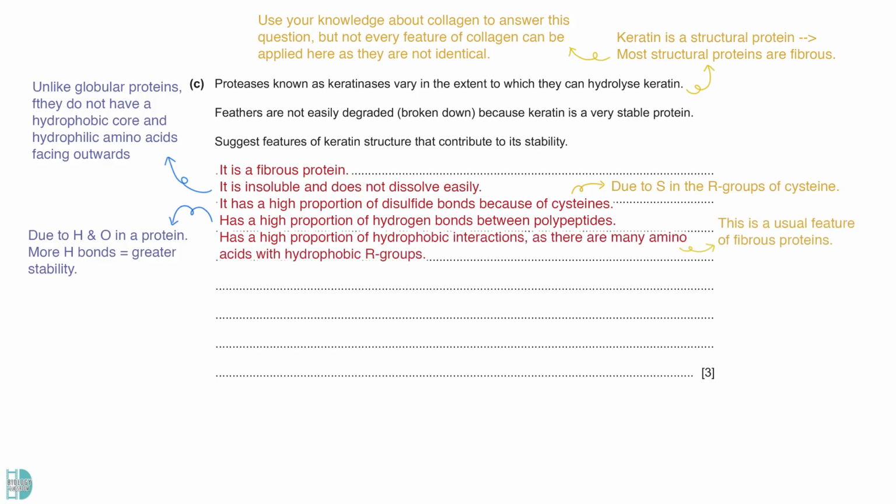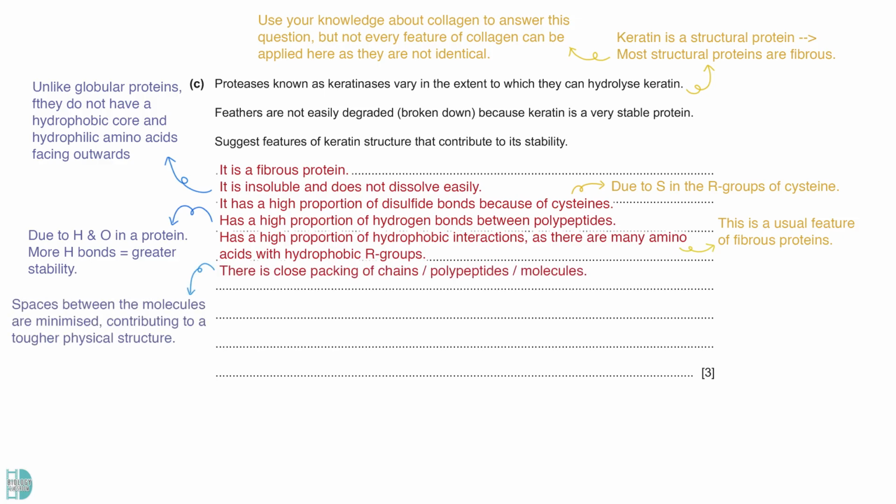Fibrous proteins usually also have a high proportion of hydrophobic interactions. In general, there are many amino acids with hydrophobic R groups. The polypeptides may be closely packed like how they are in collagen. Spaces between the molecules are minimized, contributing to a tougher physical structure. There is a mark for AVP.